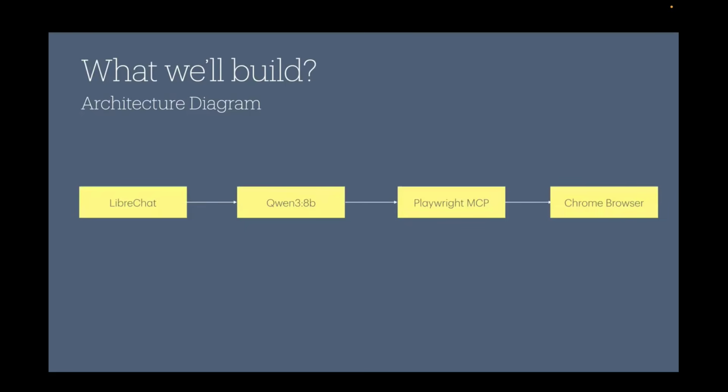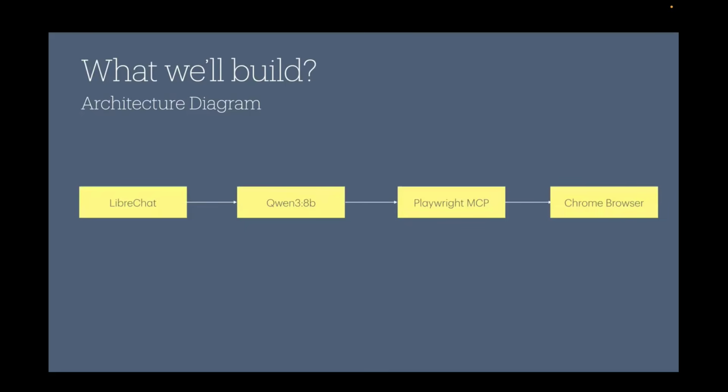Instead of executing the request itself, it sends the prompt to our locally running large language model, that is Qwen3 8B, which is hosted using Ollama. Qwen3 8B reads the prompt, understands what the user wants, and creates a step-by-step execution plan. Rather than controlling the browser directly, it decides which tools need to be used and sends those instructions through the Model Context Protocol or MCP.